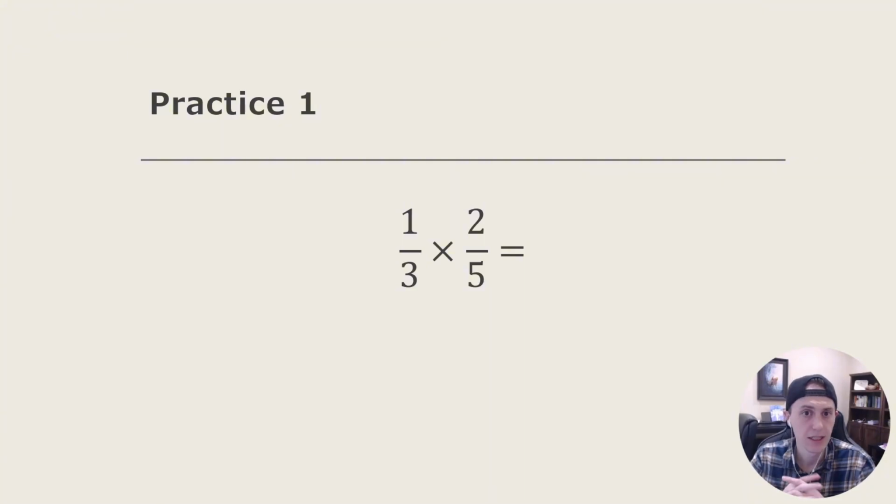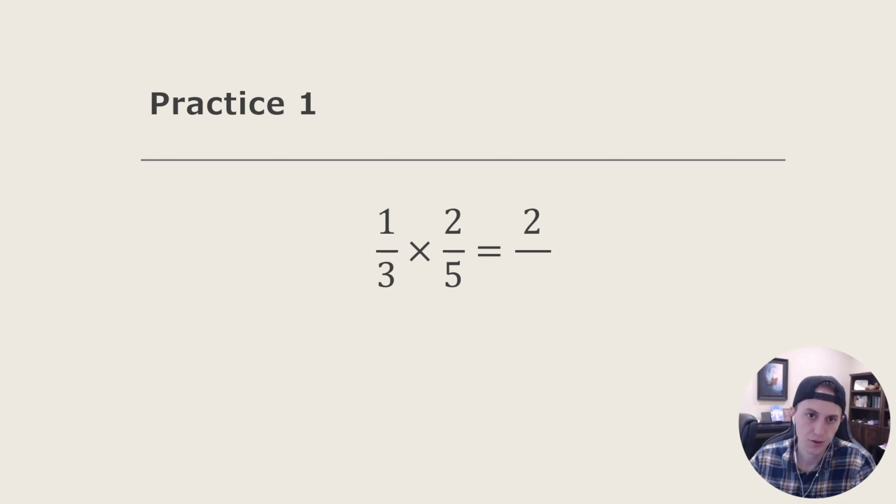The first thing that we do is check if anything can be simplified. 1/3 and 2/5 is already simplified all the way down, so there's no simplifying needed. Next, we multiply across the top. 1 times 2 is 2. Then we multiply across the bottom. 3 times 5 is 15. So our final answer is 2/15. Can that be simplified? No. So that's it. Here's the next one.